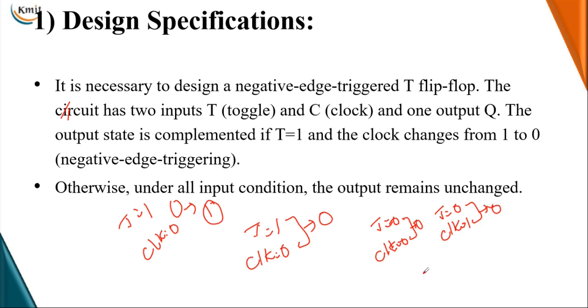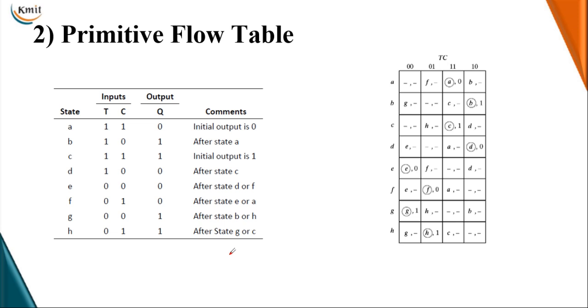When T becomes 1 and clock is 0, it comes back to its initial state, and now it will move to the logic 1 state. So here we have mentioned that T is 1, clock is 0, first state. We'll come back to the initial state. Like this, we have to draw the state table according to the given specification.